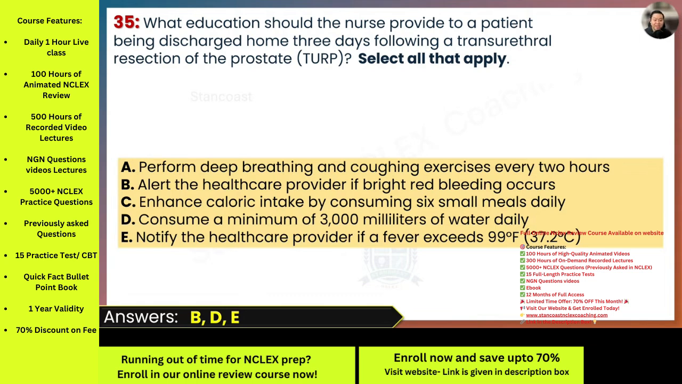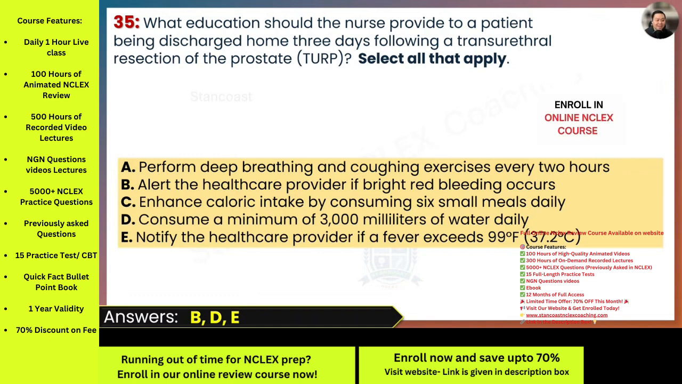Now, why is letter A incorrect? This talks about performing deep breathing and coughing exercises every 2 hours. So these are typically used after surgeries where general anesthesia is involved, to prevent respiratory complications like pneumonia or atelectasis. But the TURP is performed under spinal anesthesia, which does not typically carry the same respiratory risks. And so deep breathing and coughing exercises are not so highly needed in this case and make this recommendation unnecessary for this patient.